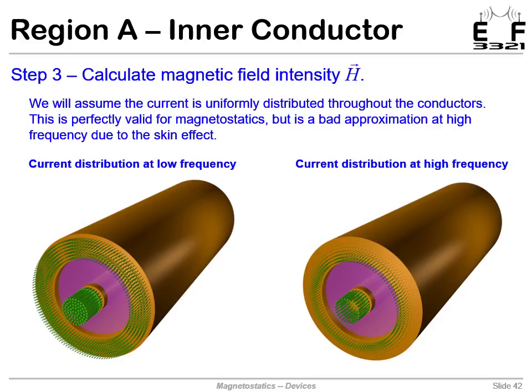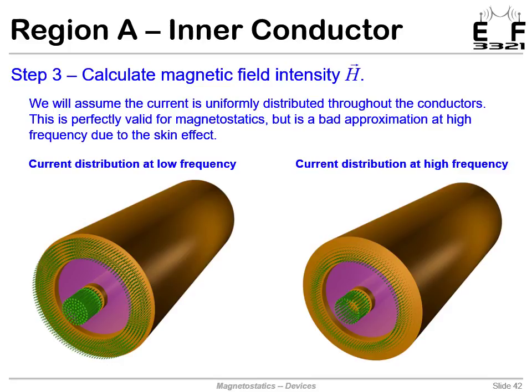A quick note on the current. This is magnetostatic, so we're going to assume that the current is uniformly distributed around the conductor. So this picture on the left is showing that. That's what we're assuming. So we have this evenly distributed current density.